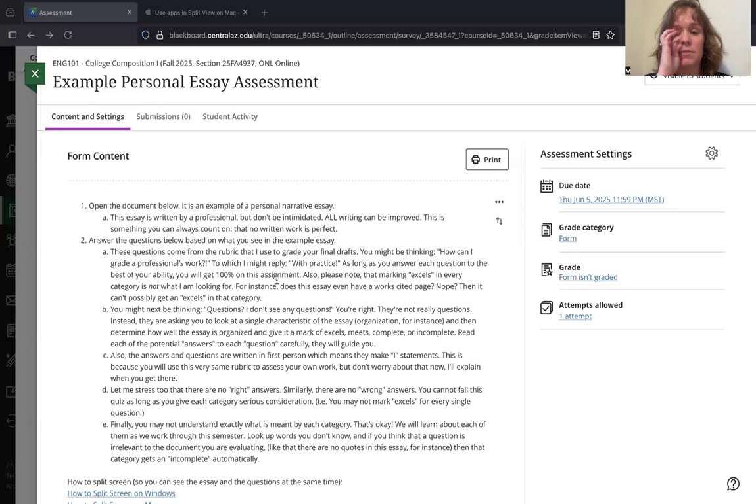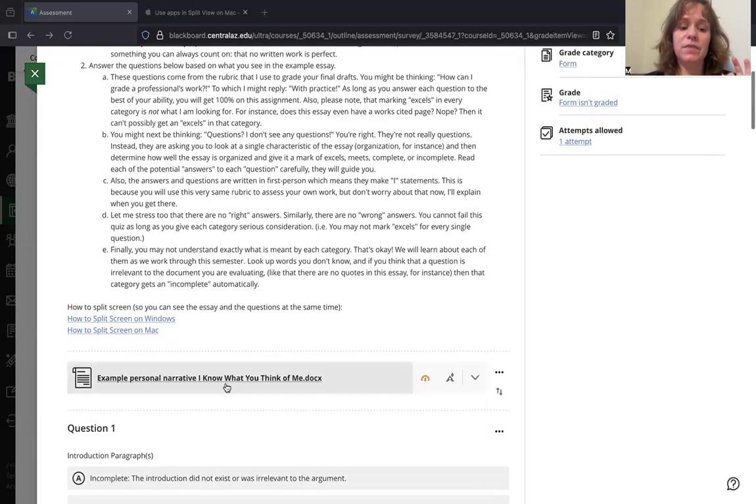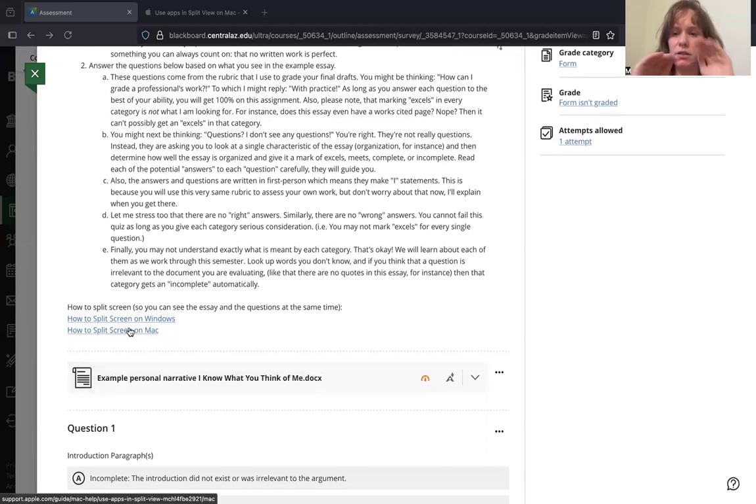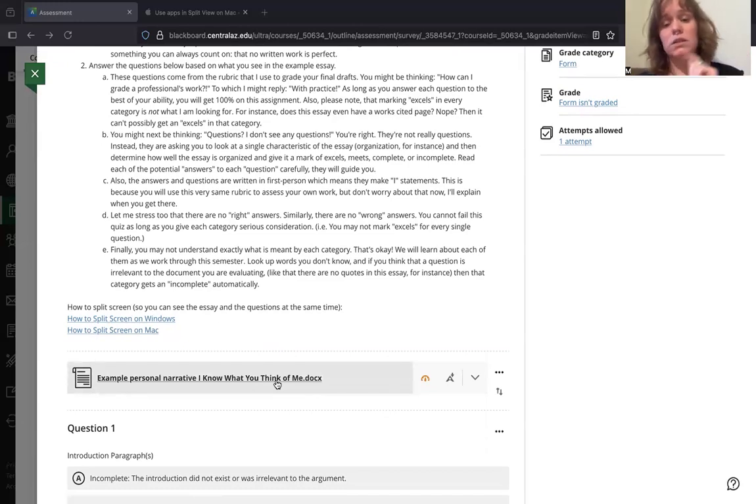Okay, so let's go over some of the finer points here. You're going to open the document below. This document, you can double click on. This shows how to split screen so that you can see the essay on one side and the questions on the other so that you can fill it out at the same time, which is what I advise. This one is written by a professional. It's won awards, etc. Don't be intimidated. I have read a lot of crappy books that people have said are really incredible, okay?